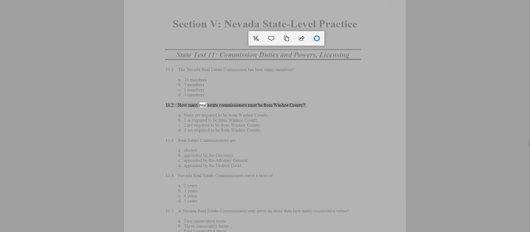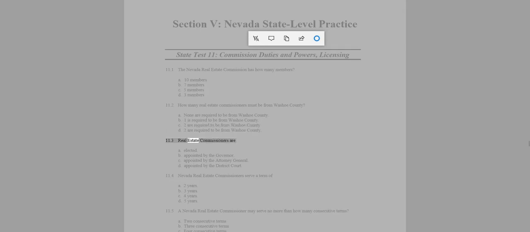11.2 How many real estate commissioners must be from Washoe County? A. None are required to be from Washoe County. B. 1 is required to be from Washoe County. C. 2 are required to be from Washoe County. D. 3 are required to be from Washoe County.